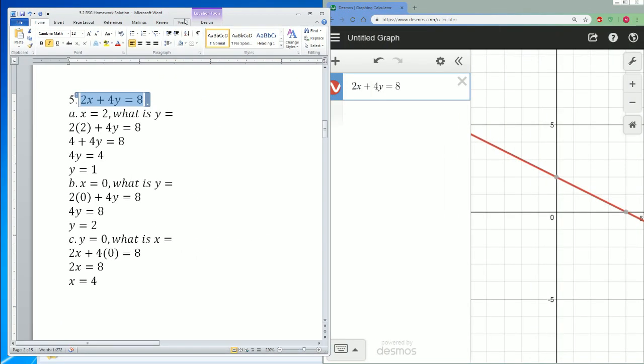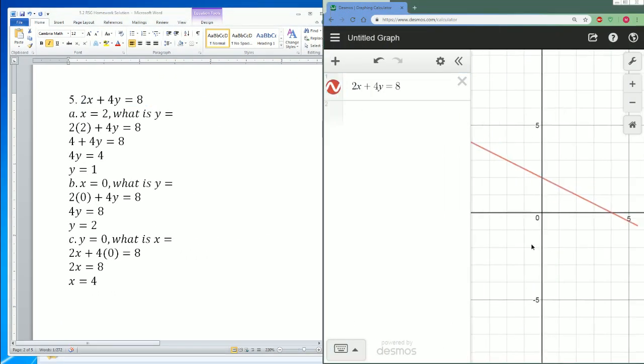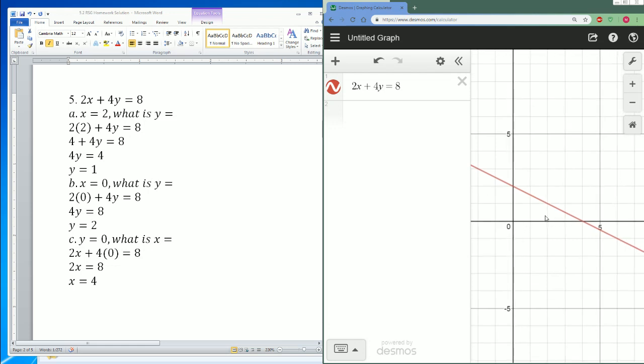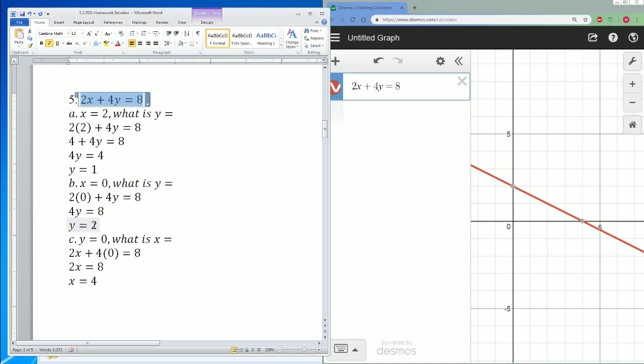Right, x equals 2. Alright, let's see if I was right. X equals 2, so y should be equal to 1. Right, that's correct. Then I said the second one, x equals 0, so y equals 2.